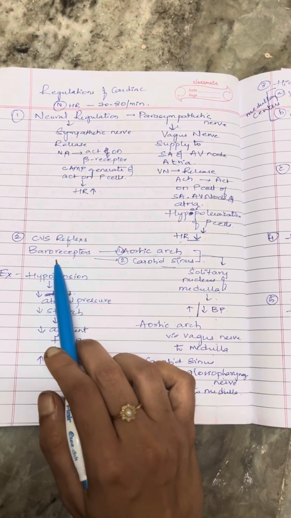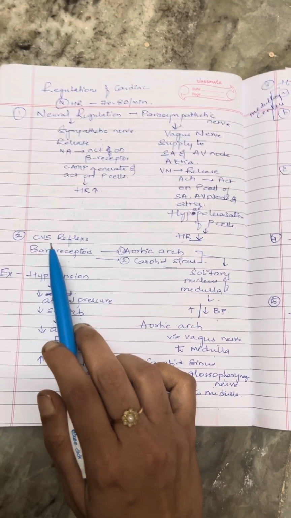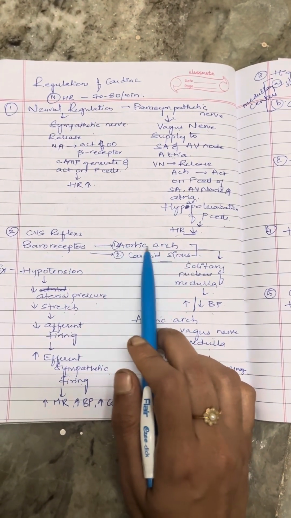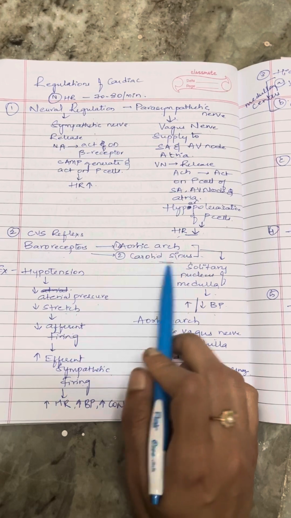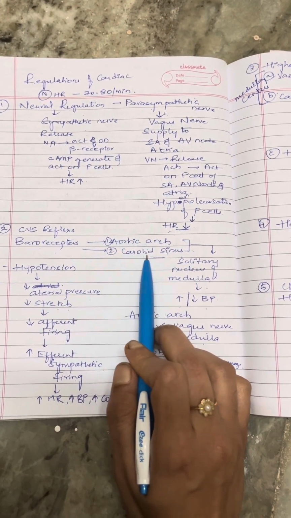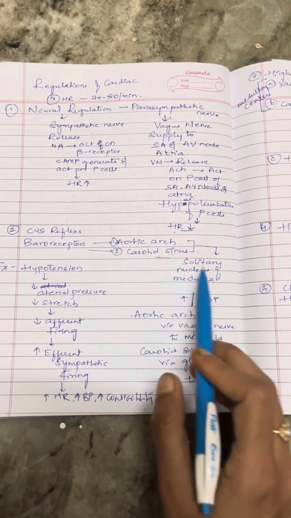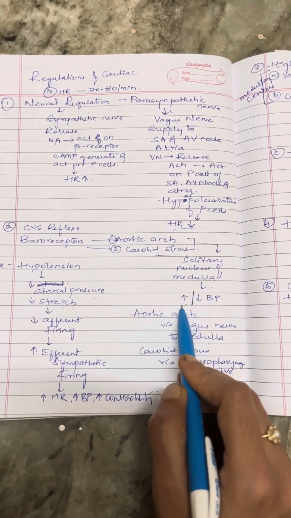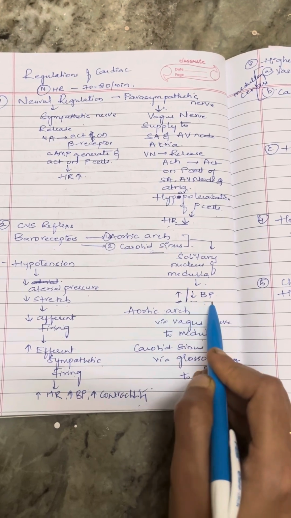As you all know, there are baroreceptors and chemoreceptors. So let's focus on the baroreceptors now. The first one is located at the aortic arch, and the other is the carotid sinus. This one is basically located at the bifurcation of the carotid arteries. So it usually goes to the medulla, and there it increases or decreases the blood pressure.